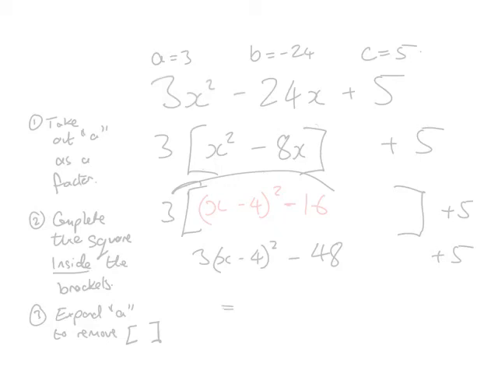And you see the 3 just sits in front of these brackets, and we get minus 48. The last thing, as before, is to add those two terms with c, that plus 5, being merged into the minus 48 to give us our answer.